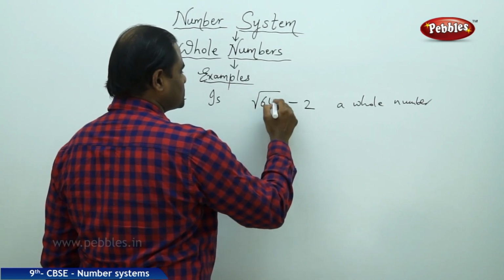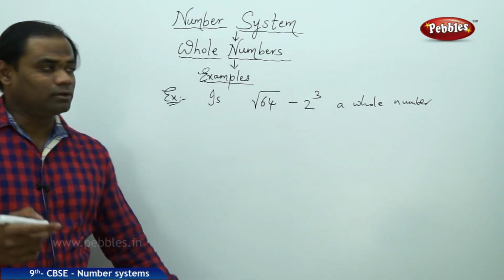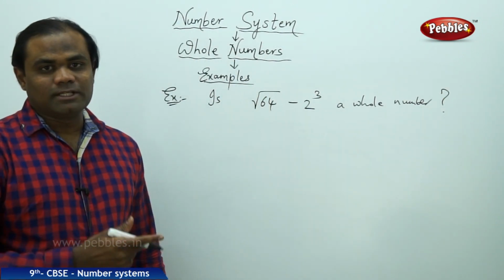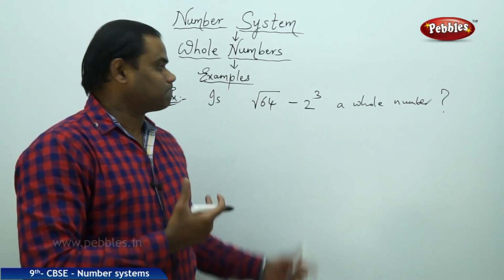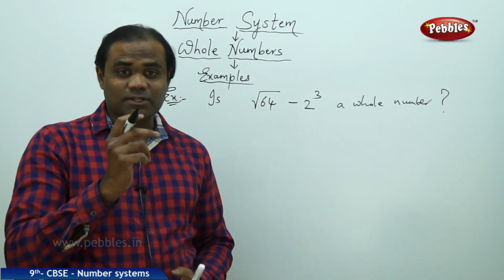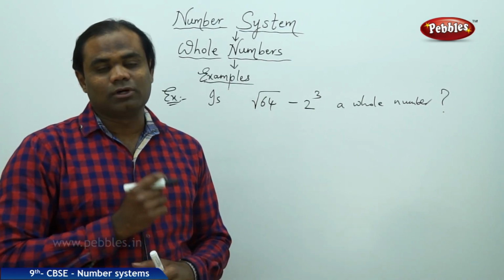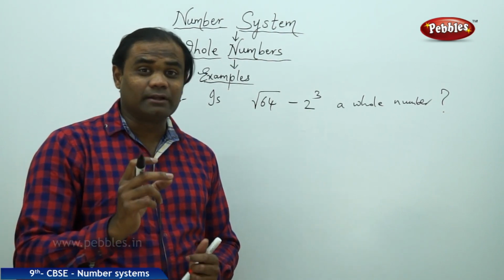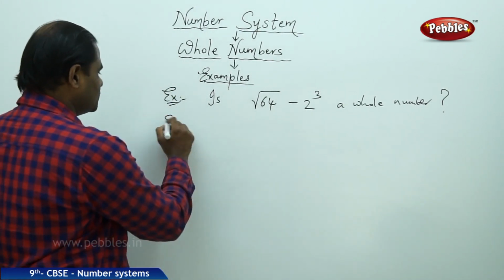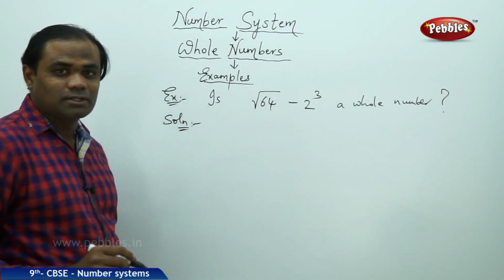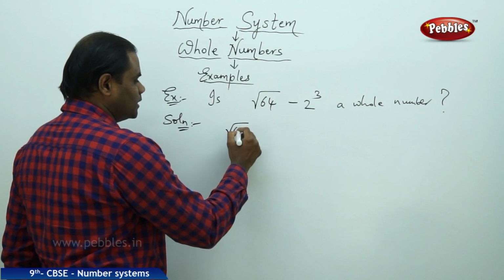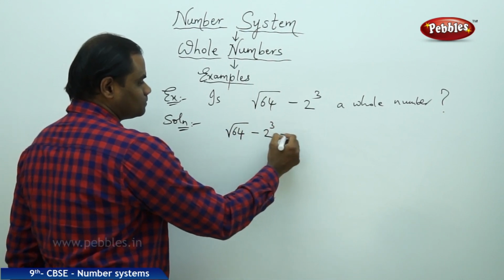Or I take this to be √64 minus 2 cube, is a whole number? That is the question I have put forth here. So for this, let's try to see the justification of this being a whole number or not a whole number by first trying to simplify the given number, because every number which is being justified demands the most simplified form. So let's try to simplify further and then justify for this number being a whole number or not a whole number. The given question is √64 minus 2 cube.